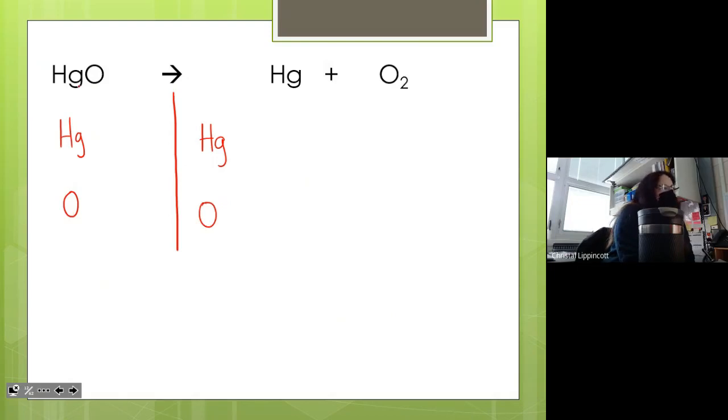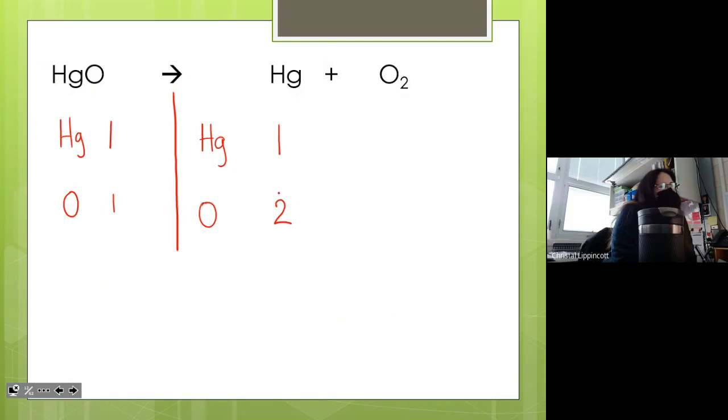Then we're going to do an inventory. Hg, I have one of these, and I have one O. Over here, I have one of these, but I have two oxygen. Okay, we need all of these numbers to match, and right now they don't. So we cannot change subscripts here. You cannot do that. Once you've got everything written down in your equation, the only thing you can do is change coefficients.